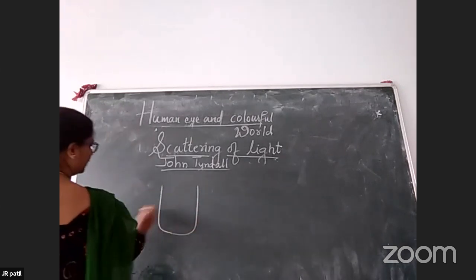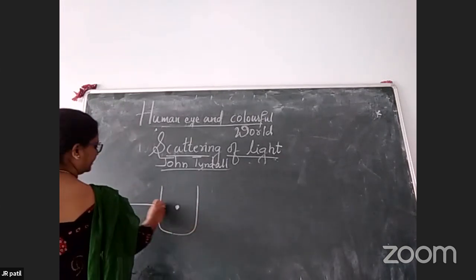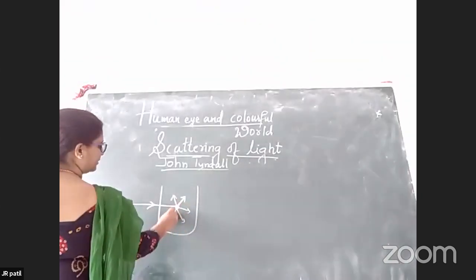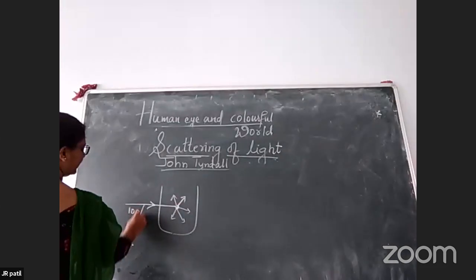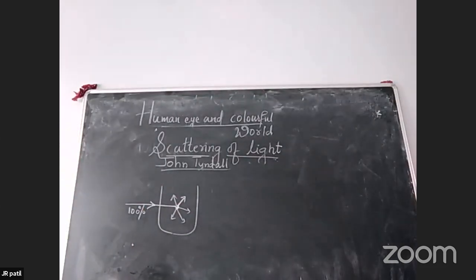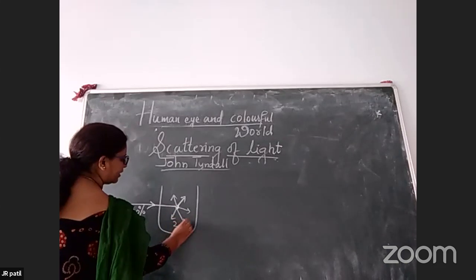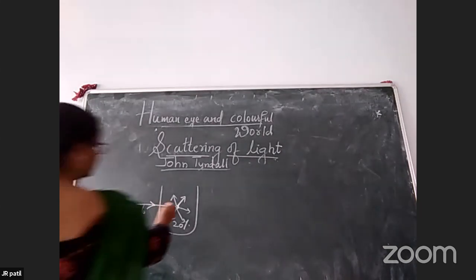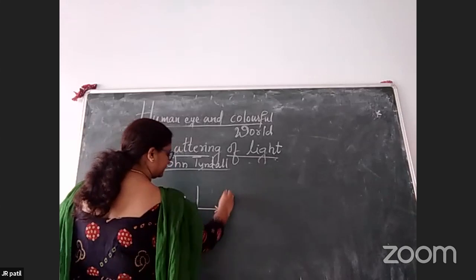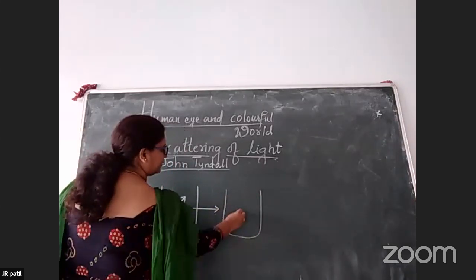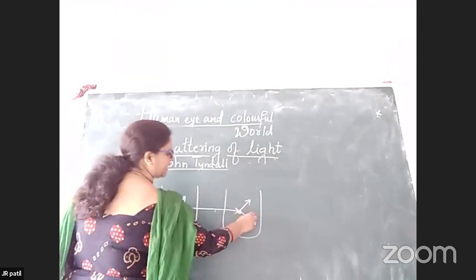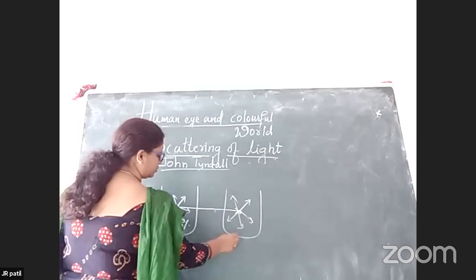Suppose this is the beaker and there is a particle here. Light comes and strikes this particle. This is a colloidal particle, this is the scattered light. Suppose 100% light is received. 20% light is scattered. Yes, Vindu? 80, ma'am. Yes, very good. So that 80% light will pass to the next beaker. Again it will strike this particle, and it will scatter. Again suppose 20% is scattered.